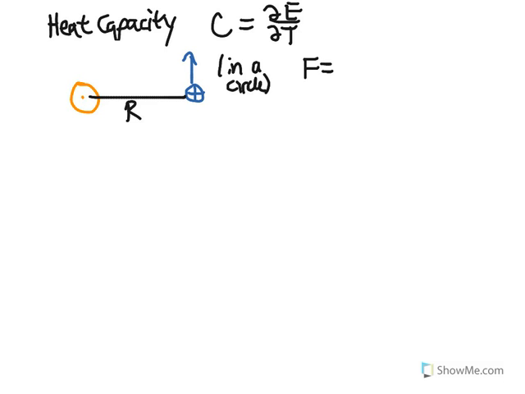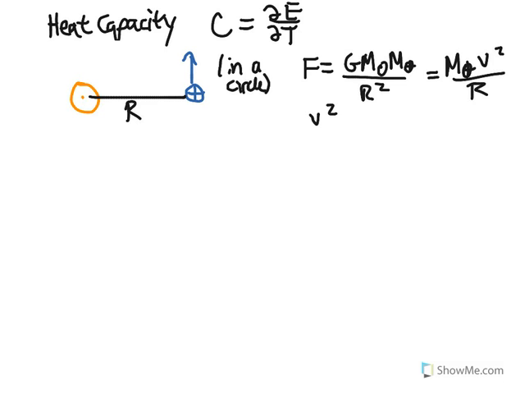Force is equal to G m sun m earth over r squared. And to go in a circle, you have to set that equal to the centripetal force, which is m earth v squared over r. Solving this out, you're going to end up with v squared is equal to G m sun over r. Great, so if you're going in a circle, we can figure out how fast it's going all the way around.